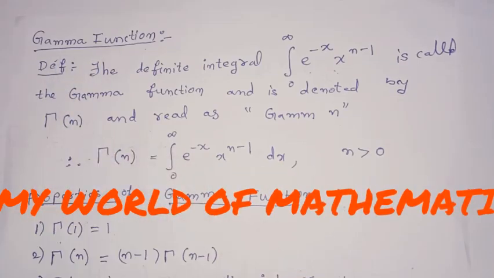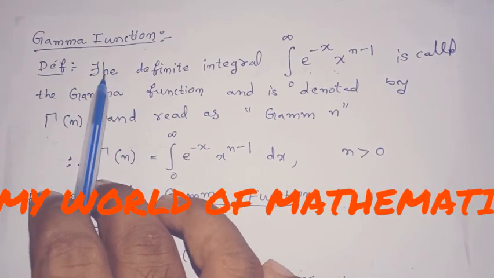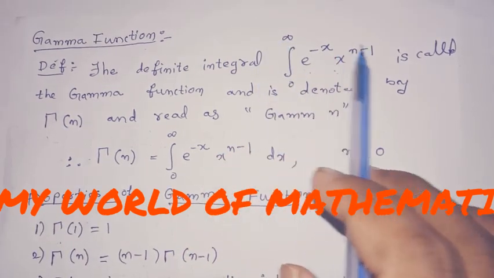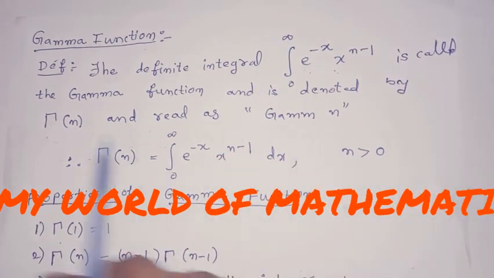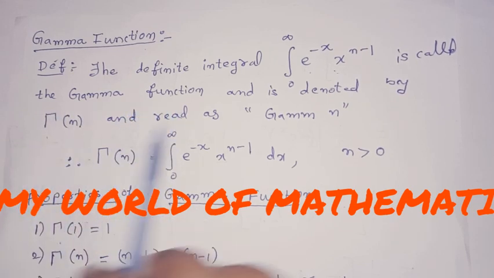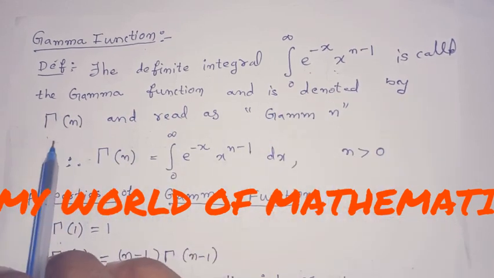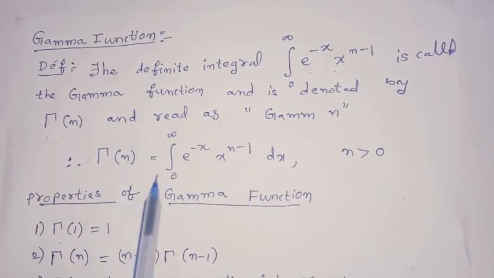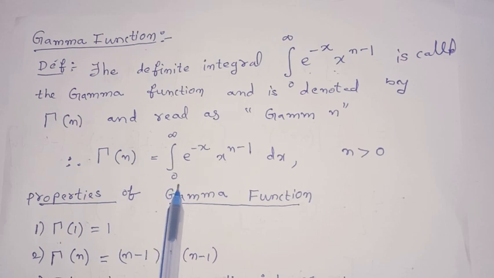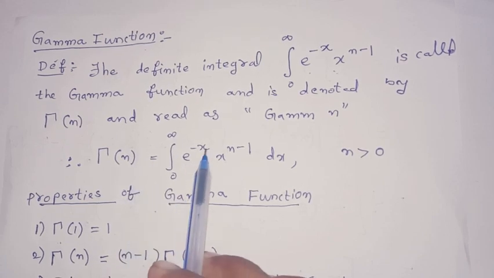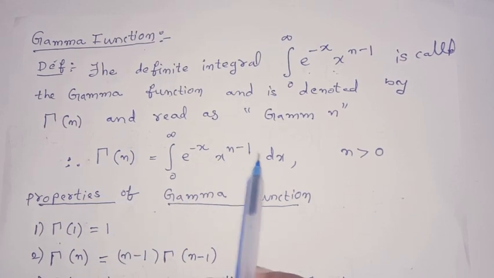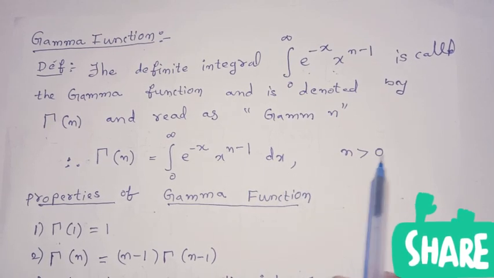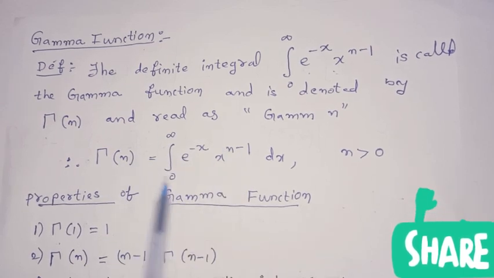Gamma function. Definition of gamma function. The definite integral with the limit 0 to infinity of e power of minus x, x power of n minus 1, is called the gamma function, and it is denoted by gamma n and read as gamma n. Gamma n is equal to the integral with the limit 0 to infinity of e power of minus x, x power of n minus 1 dx. Here n is greater than 0. When n is greater than 0, this function is convergent.